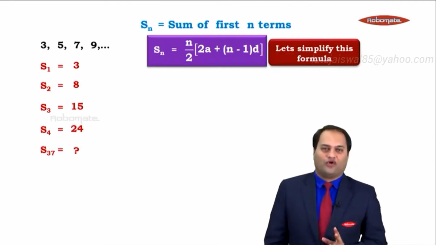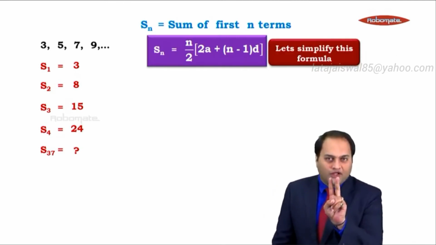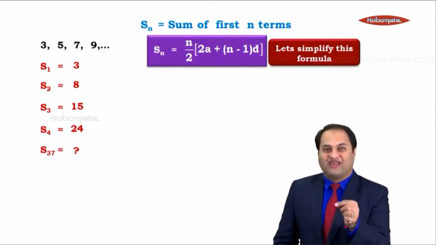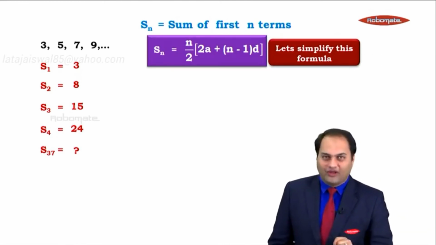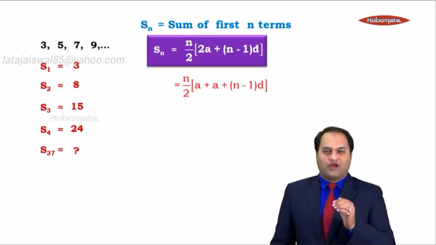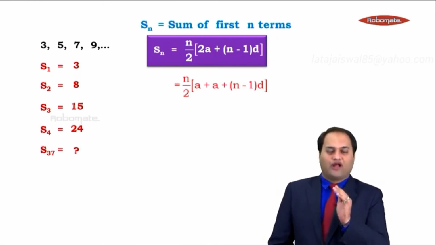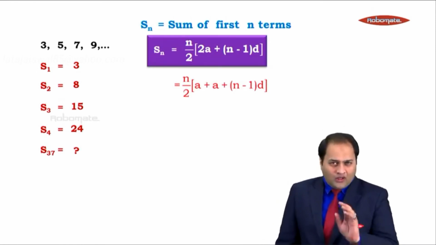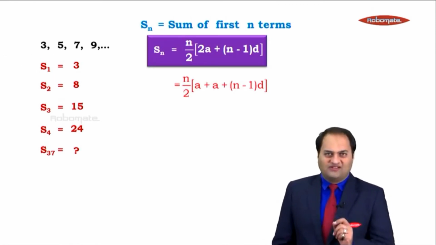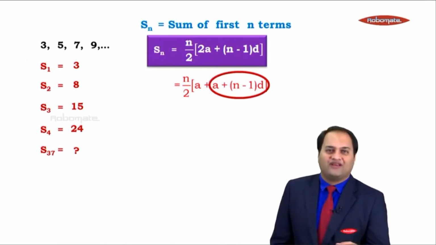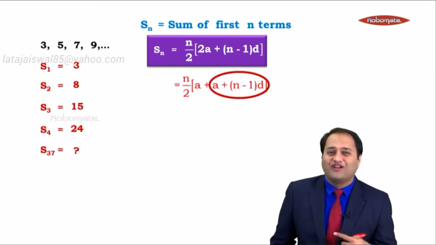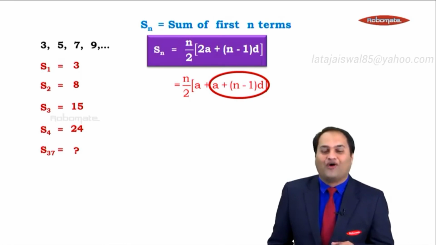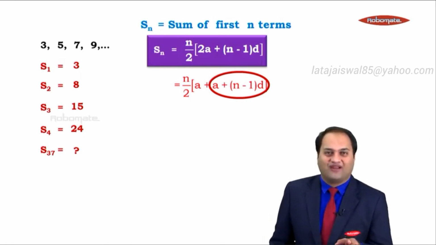Now let us simplify this formula. How do we do it? The 2a inside the bracket, can we write it as a plus a, because a plus a is nothing but 2a? So we get n upon 2 into (a plus a plus (n minus 1) into d). Now see what we are getting: a plus (n minus 1) into d reminds you of the formula of an, right? An is a plus (n minus 1) into d.